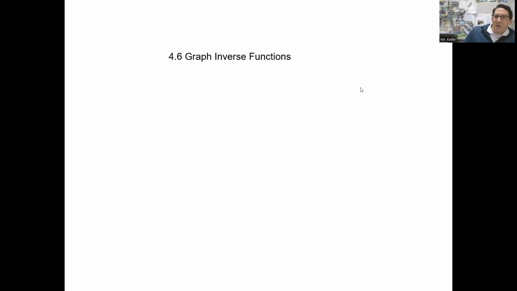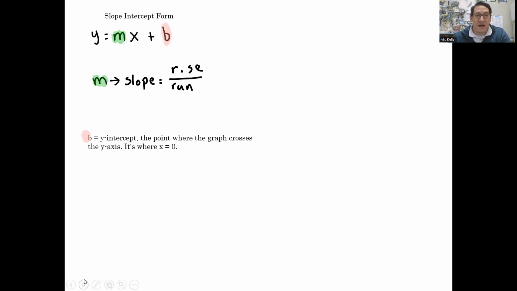All right, IM3 classes. Today we are graphing inverse functions. Yesterday we solved for inverses. We did linears, we did radical functions, we did rational functions. Today we're going to be graphing inverse functions. We're going to be focusing on the linear functions today. So let's look at just a review of how to graph a linear function.